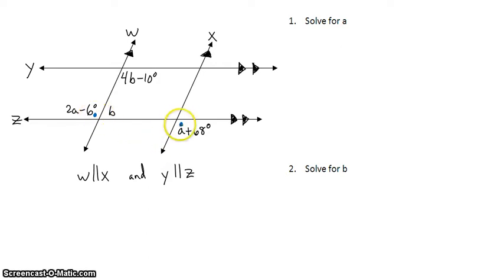This angle is above Z and this angle is below, so they are alternate exterior angles. And since my lines are parallel, my alternate exterior angles are going to be congruent. To set up my equation to solve for A, I need to make these angles equal to each other. Once I have my equation set up to solve for A, I just use algebra.